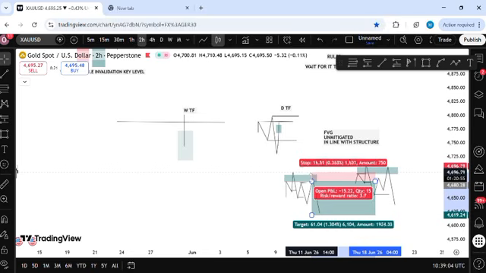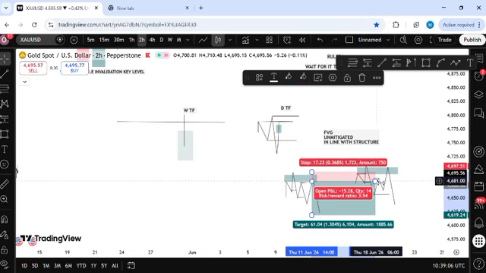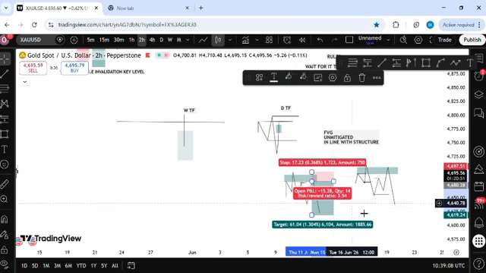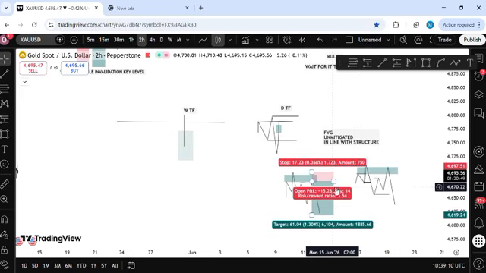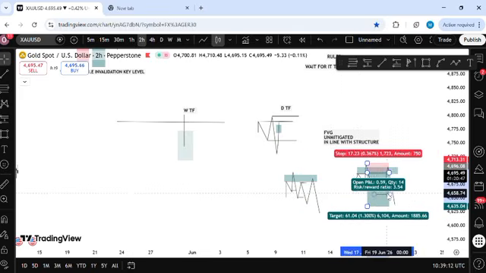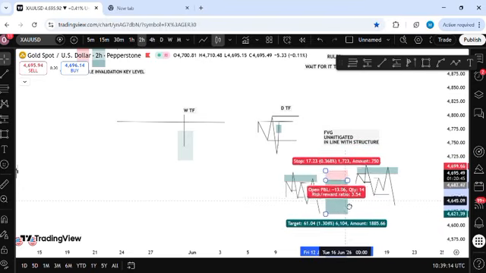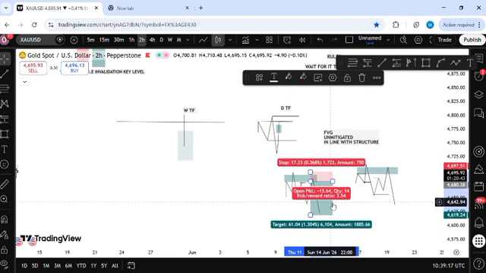Then place your SL above the validation key level. Then that is it. As simple as that. Same thing here. So that's it. I also have different models, the CRT model, other models, QM, and the rest. Like I said, I can't show you guys everything, but I'll try my best to show you one or two anytime I post a video.